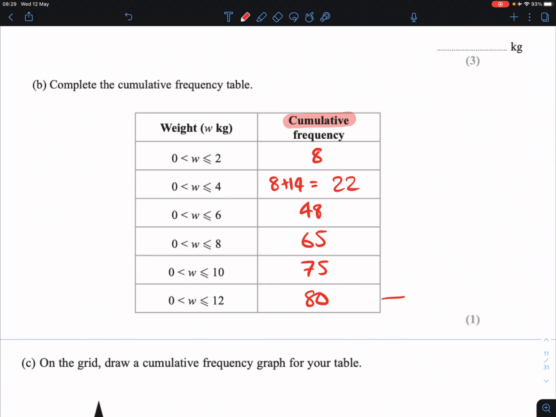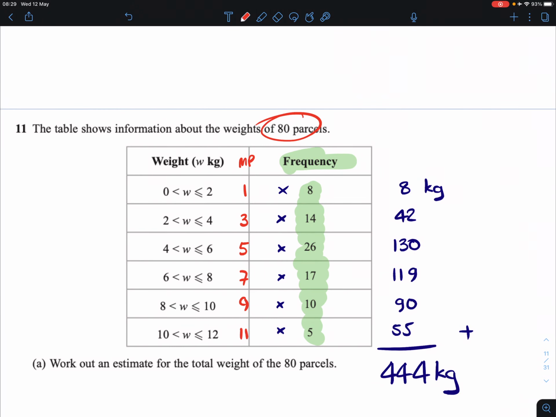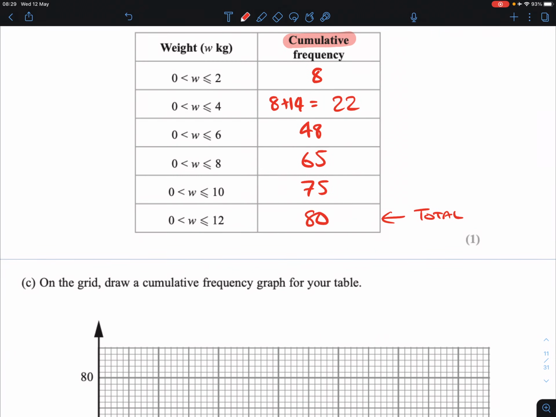Important thing to note, this should always be your total amount, total numbers. So we had 80 parcels here. If you've accumulated all the frequencies, then that basically means you've accumulated all the parcels. So the fact that we have 80 here at the end is a good sign.